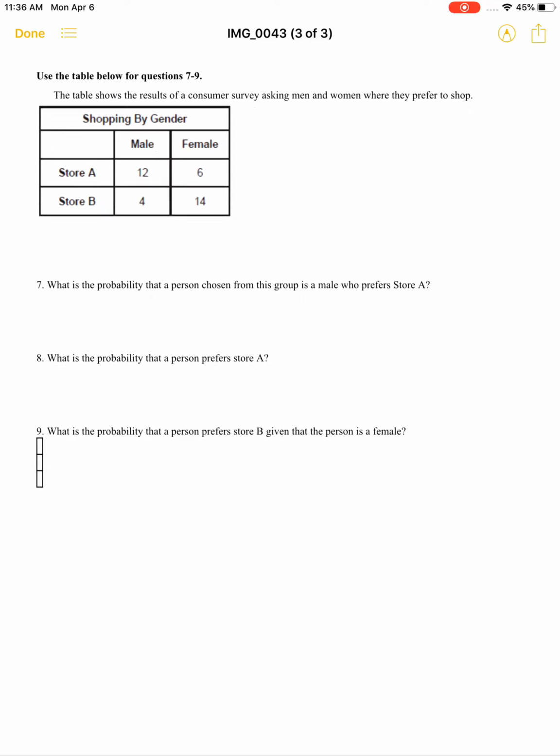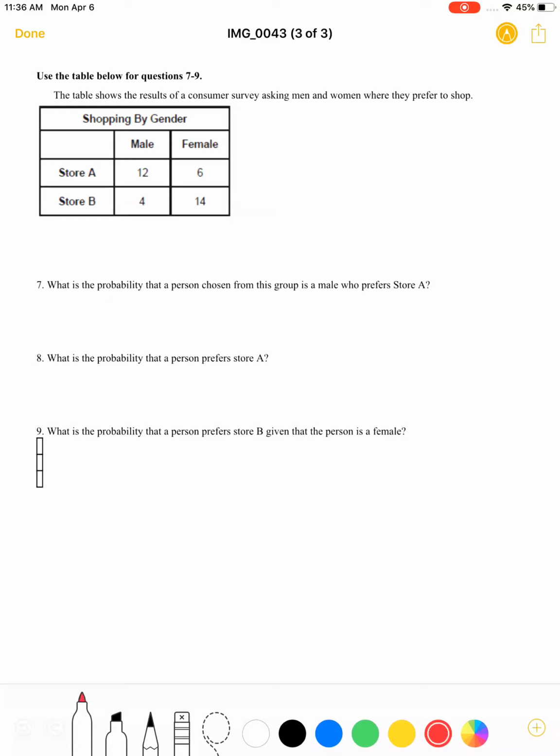I stop the video is 7 through 9. Again, they weren't very kind. They did not find any totals. So we are going to quickly just total these up. So store A, we are going to add across and we get 18. Okay, store B, again, add across, we get 18. And then to get the total, we add those together and we're going to get 36. And then the males, 12 and 4, 16. And then females, 6 and 14, add those together and we get 20. Okay. Add 16 and 20 and you again should get 36.